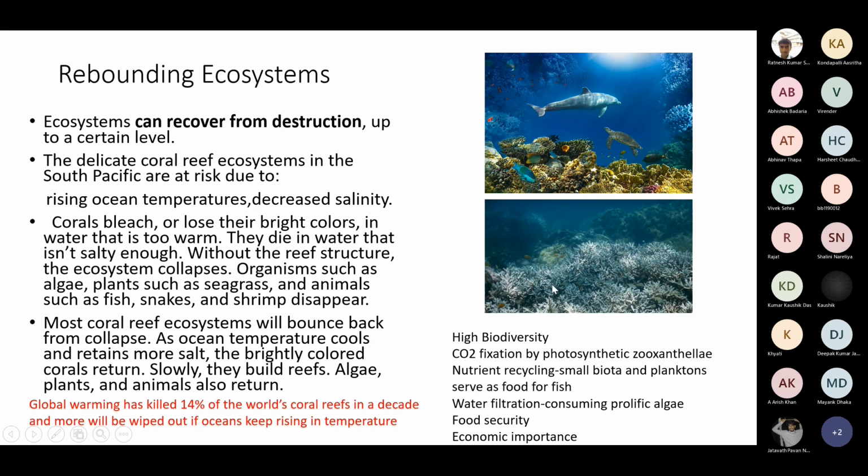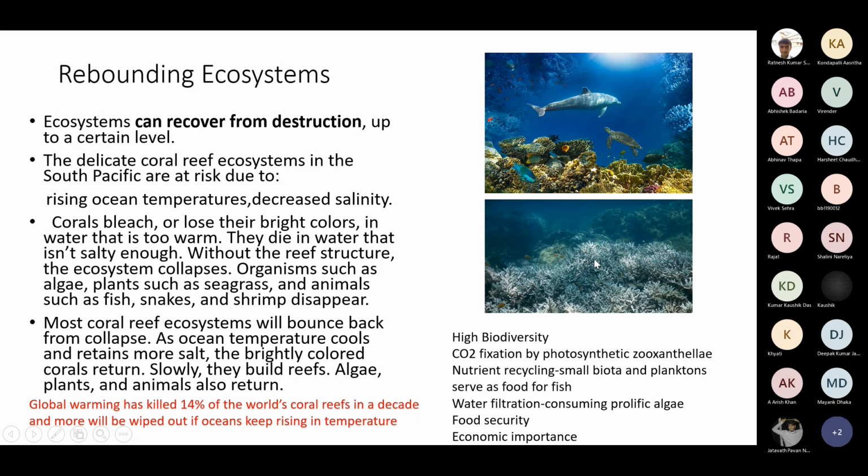For example, because the coral reef as an ecosystem exhibits very high biodiversity, and it has photosynthetic animals inside, small organisms which are capable of fixing carbon dioxide. So they play an important role in consumption of carbon dioxide which is in the ocean. So there is CO2 fixation, there is nutrient recycling by the coral reef. They also serve the organisms which are living in these coral reefs.